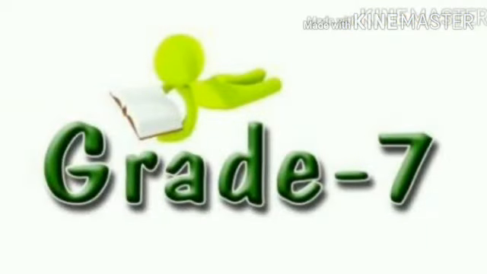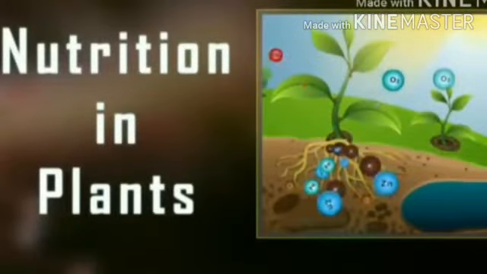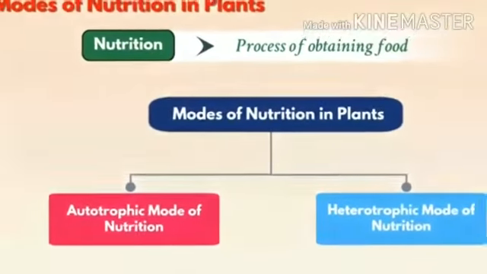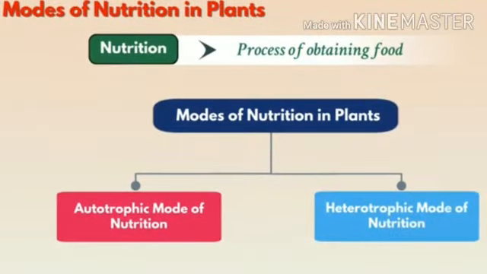In the last class, we discussed Grade 7 science. Do you remember what we discussed? Yes, we discussed Chapter 1, Nutrition in Plants, and the modes of nutrition. So, what is nutrition? It is the process of obtaining food from plants and other sources of animals.